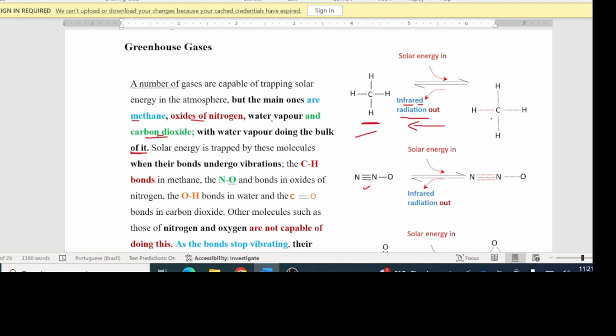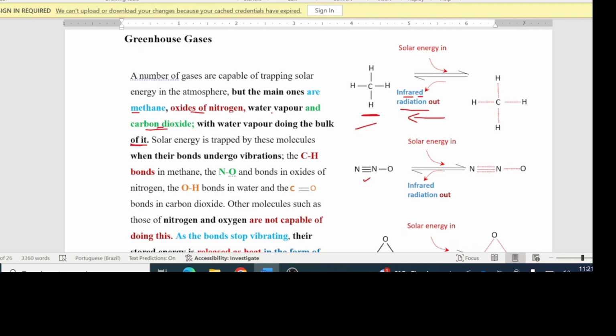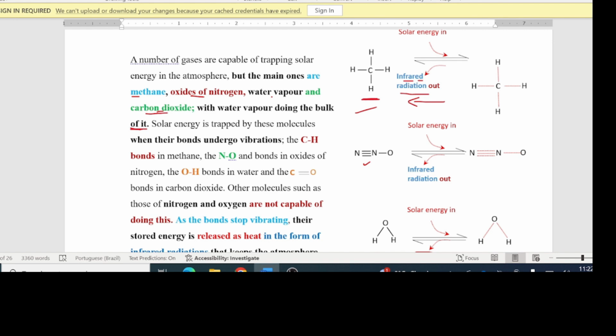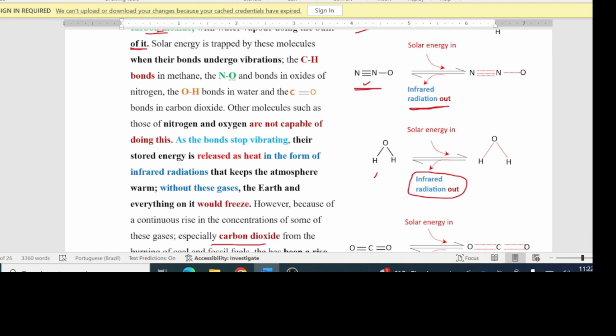So when these bonds vibrate or stretch like this, it represents a gain in potential energy. However, as these molecules revert back to the original condition, they release that potential energy in the form of infrared radiation. And this is what helps to keep the Earth warm. Without these molecules, the Earth and everything on it will freeze. So these are called greenhouse gases, and they have beneficial effects. Without these, we will not survive.